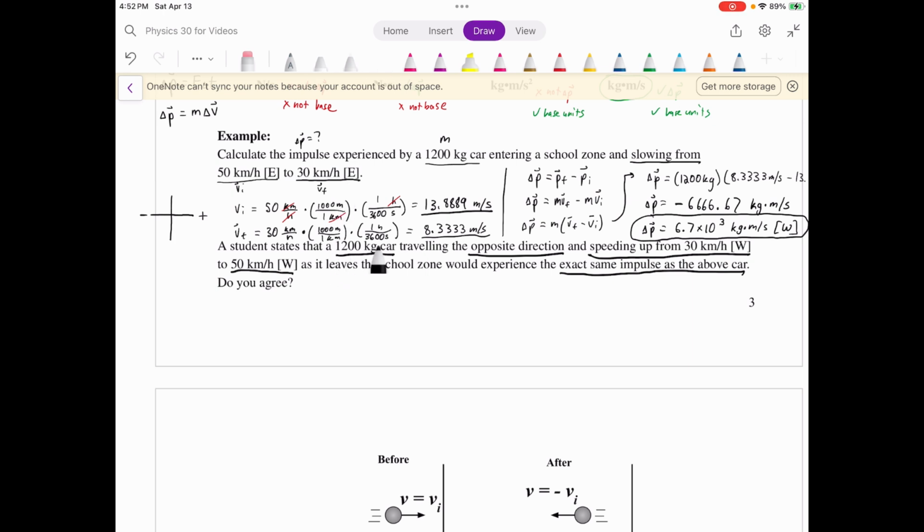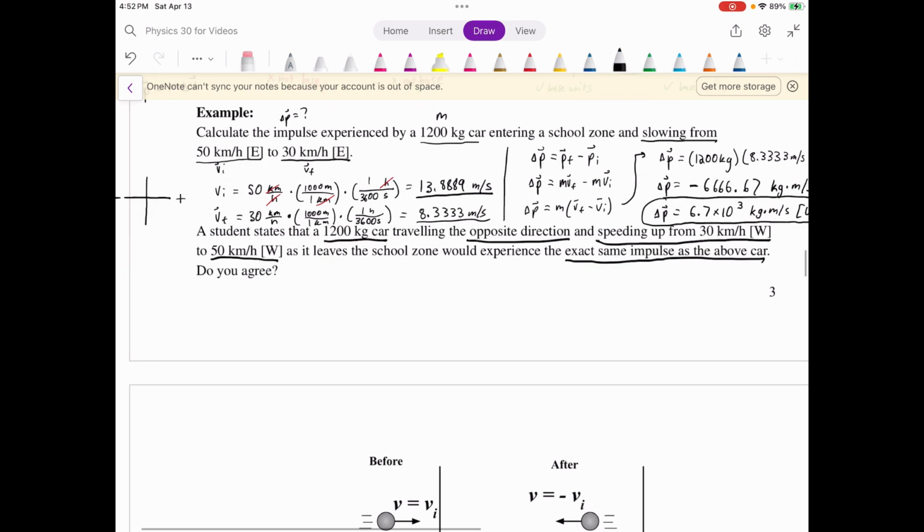So it has the same mass. It went through the same change in velocity. It's going to experience the exact same change in momentum, the exact same impulse. So yes, I do agree with this student just by thinking about it. But if you don't believe me, let's calculate.